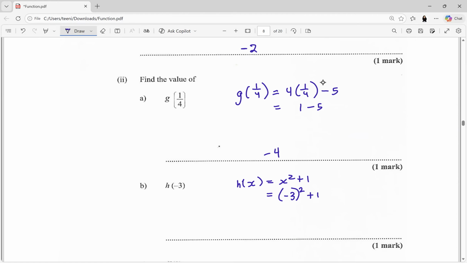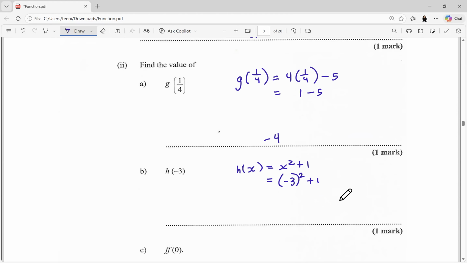For -3, -3 squared plus 1. Seven? Try again. Remember negative. -3 squared means -3 times -3, right? Which is 10. Yeah, 10. Good. So -3 squared will be 9, and then 9 plus 1 is 10.